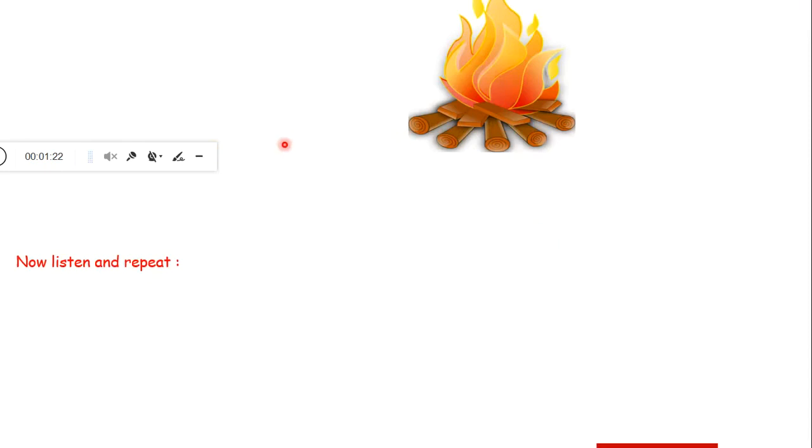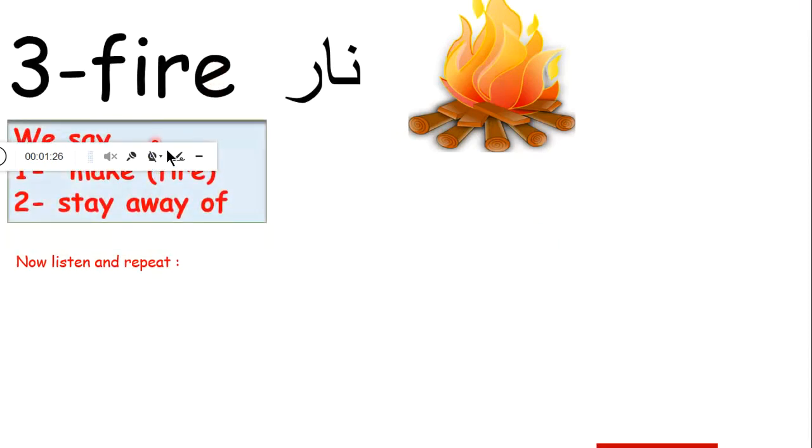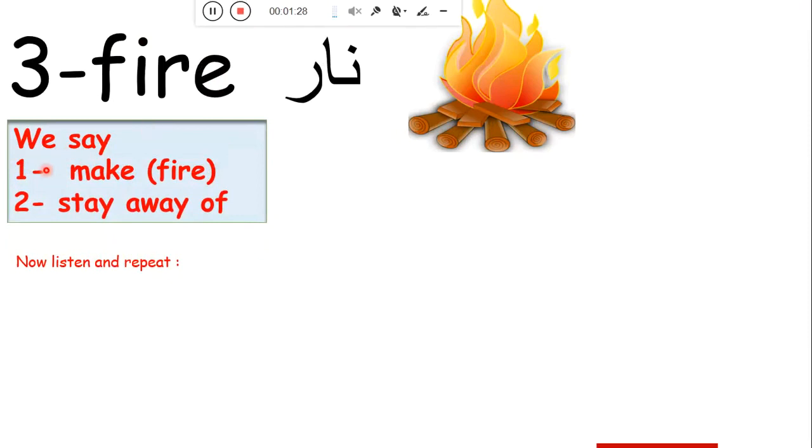Now let's move to the third word, which is fire. And we say make a fire, stay away of fire. Make a fire يعني يشعل النار. ممكن نقول بدل make light a fire. هنا stay away of ابتعد عن أو احذر. Stay away of fire.